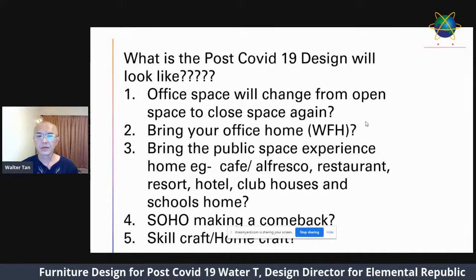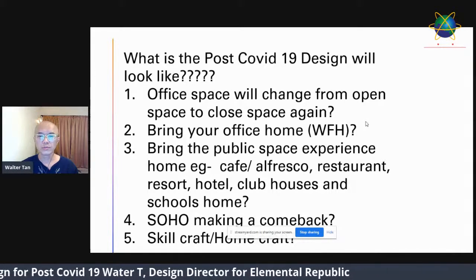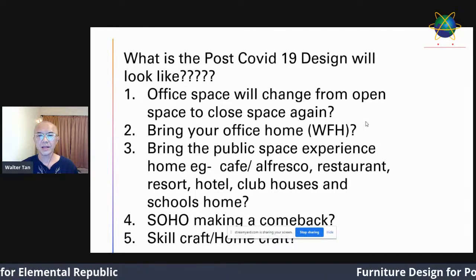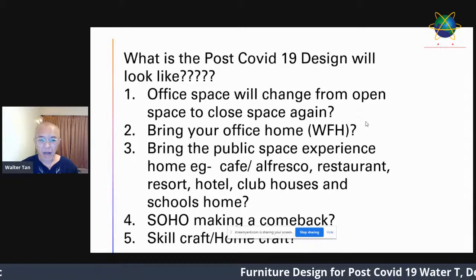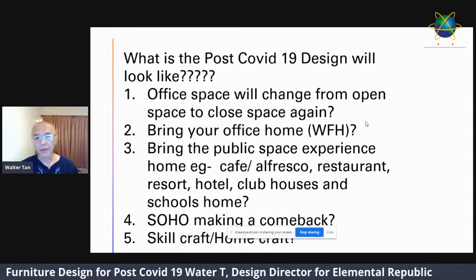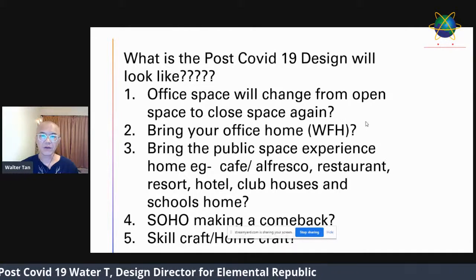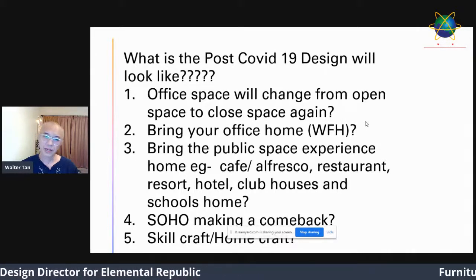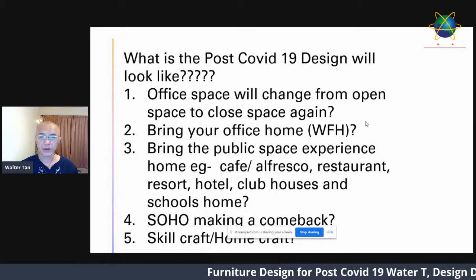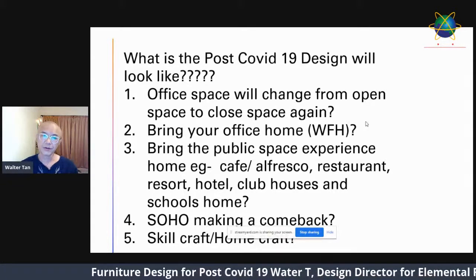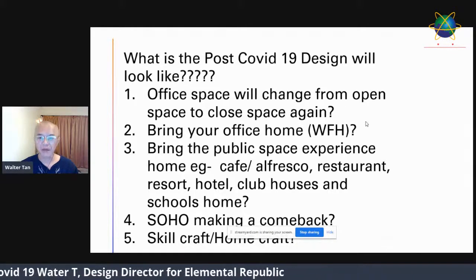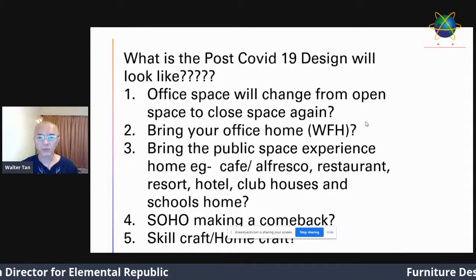Just now I shared, in the post World War II, it's open space, cubicle. Then year 2000, open space. Now a lot of people work from home, and if they go back to office, they have a closed area. This is my prediction. Will they go to closed space again? I don't know. But bring your office home, work from home, that is definitely the trend now. A lot of people work from home now.